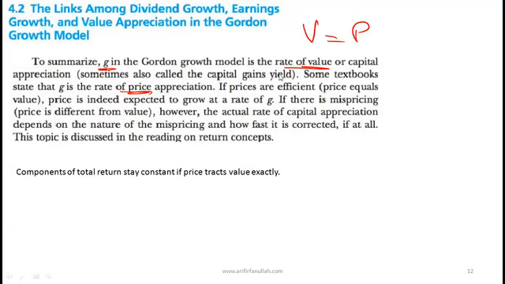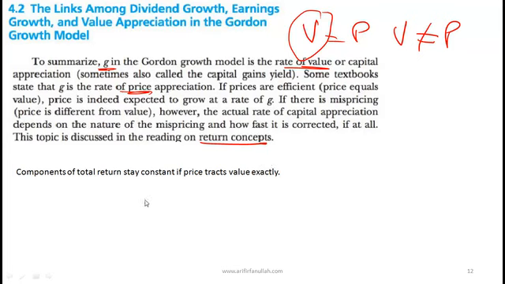Otherwise, according to the curriculum, the more technically and theoretically correct thing to say is g is the expected rate of value appreciation. So if there is mispricing, what does mispricing mean? That value and price are not the same. Then the actual rate of capital appreciation depends on the nature of mispricing and how fast it is corrected. And we did this earlier in the reading on return concepts.